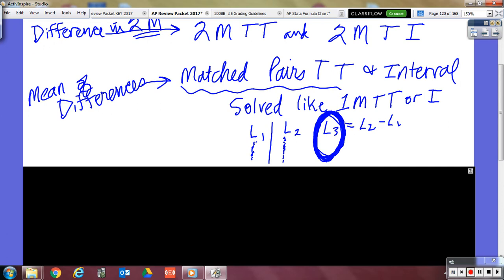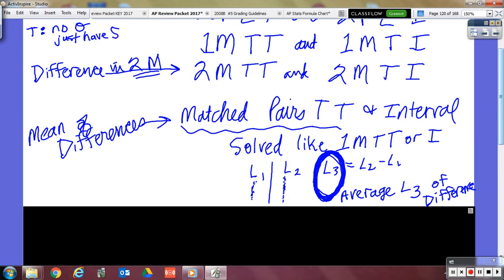So because that's the only thing I'm interested in, I am just going to average this list 3, which are the differences. I'm going to average the list of differences. Okay? So let's remember that language. You can find a difference in two means, or you can find the average of the differences. So you'll want to use that proper language when you're talking. So that's what this section is about.